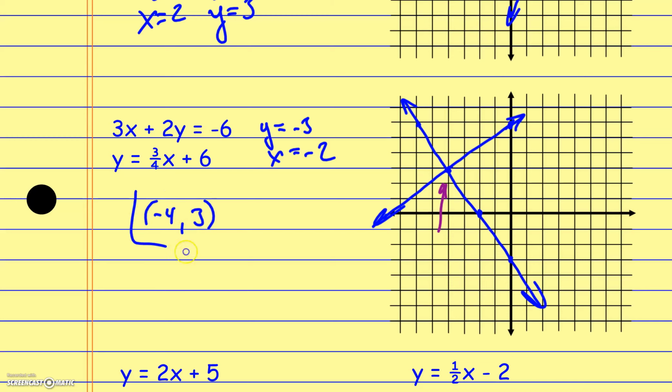Again, I can leave it as an ordered pair. That's a fine way to express this. It's saying that x equals -4 while y equals 3.